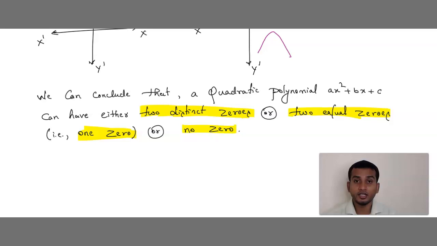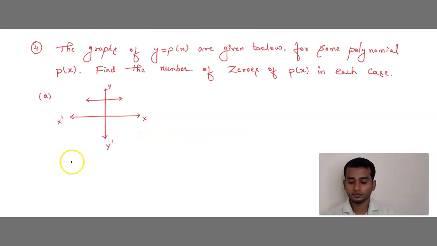So this was the basics, and now let me show you different graphs, and you should tell me how many zeros each has. Let's see some problems related to that. Yes children, we can see this problem. The graph of y equals p of x is given below for some polynomial p of x. Find the number of zeros of p of x in each case.